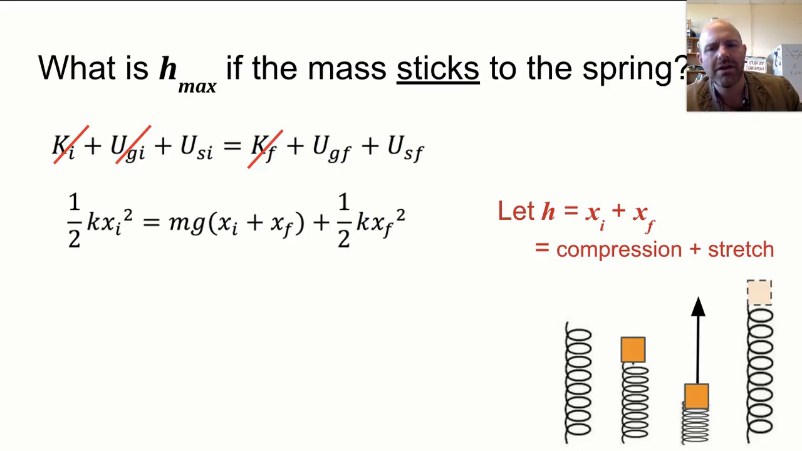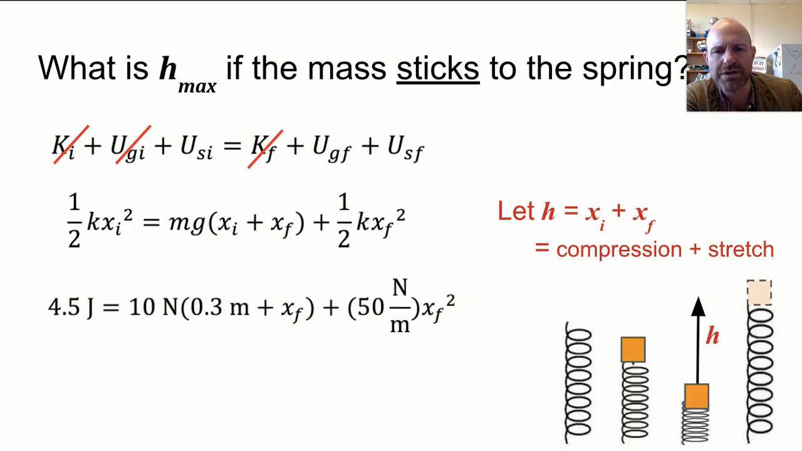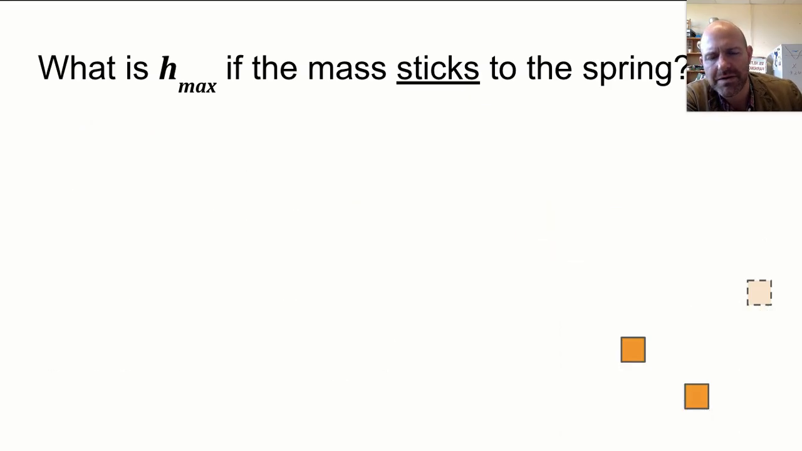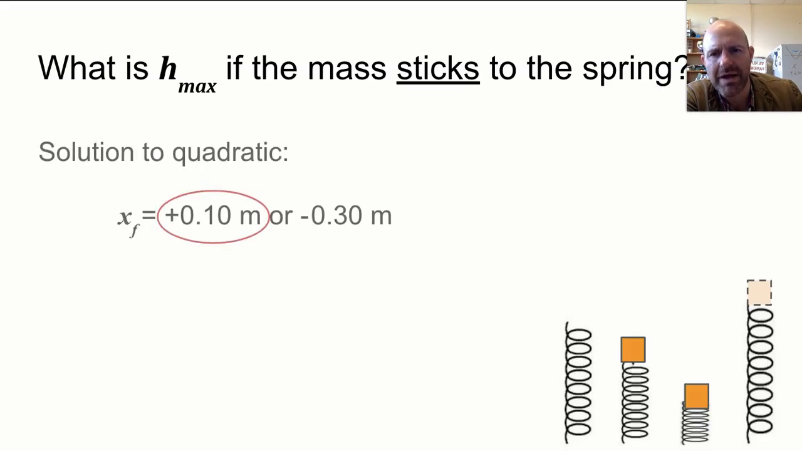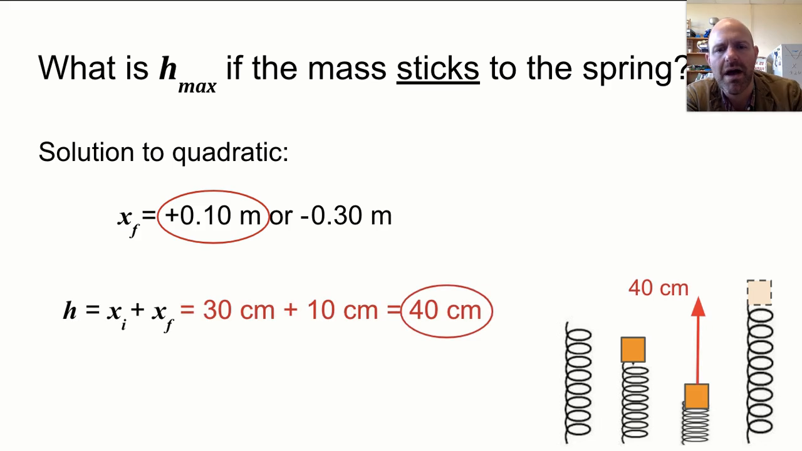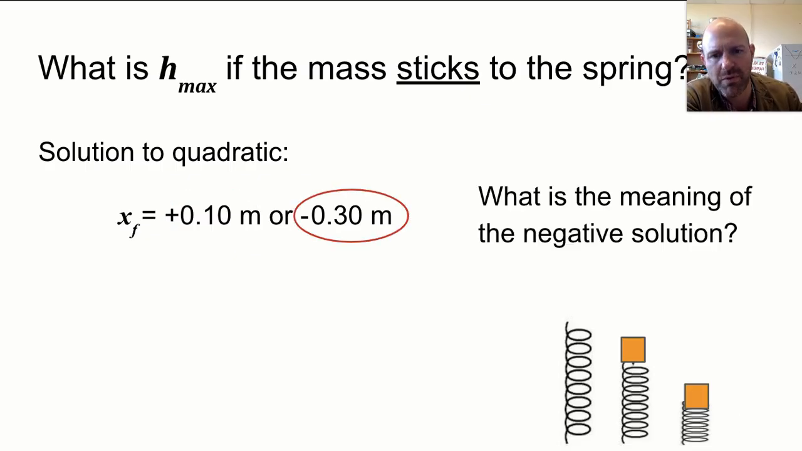So we now have an equation in terms of our initial and our final x. We're going to have to do a little bit of work to rearrange that. We've got an x final and an x final squared, so we're going to need to use a quadratic to solve that. And we end up with possibilities of positive 10.1 meter or negative 30, and the only one that makes sense is the positive one. And so we add that to our 30 centimeters, and our height is 40 centimeters above the lowest point.